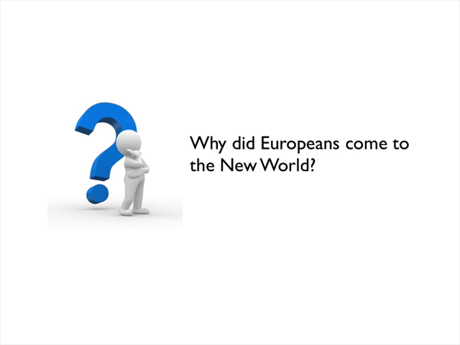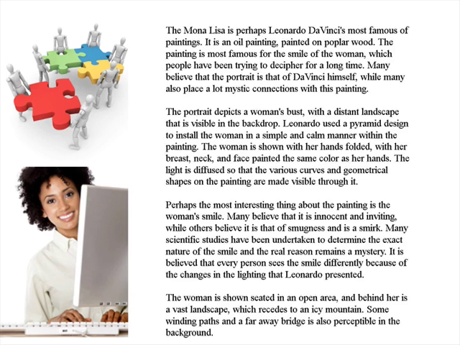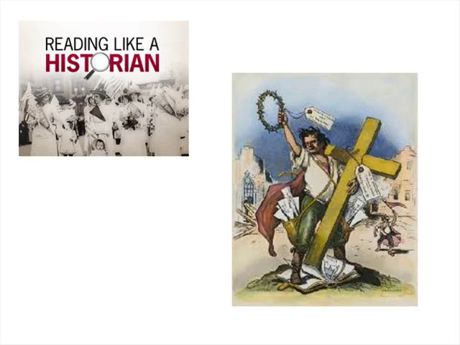Our question, why did Europeans come to the New World, could be our document-based question. You would need to answer this question based on information you could gather from the documents you were given. You then need to take that information and put it together in a well-written essay-style answer. Once you can do that, you'll also be reading like a historian.